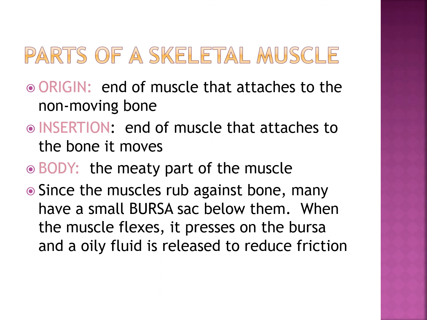And since muscles often rub up against bone, many muscles have what's called a bursa sac beneath them. Kind of think of them as an oil can. So when the muscle flexes, it presses on this sac, and this greasy fluid comes out. That creates lubrication between the muscle and the bone, so the bone doesn't begin to scrape or tear the muscle.